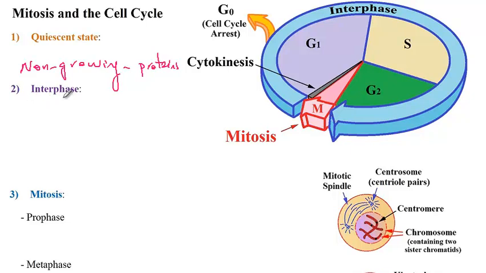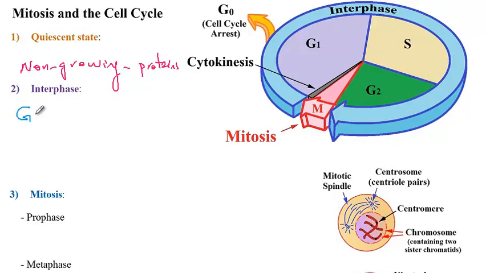The next phase is interphase, which is shown right here in the light blue color. And interphase is actually the time during which the cell grows and is preparing for the next step, which is mitosis, and that's division of the chromosomes, and then finally cytokinesis, which is division of the cytoplasm. So interphase is actually the growth phase, and interphase is divided into three phases itself.